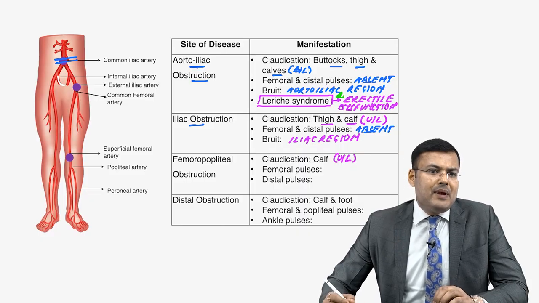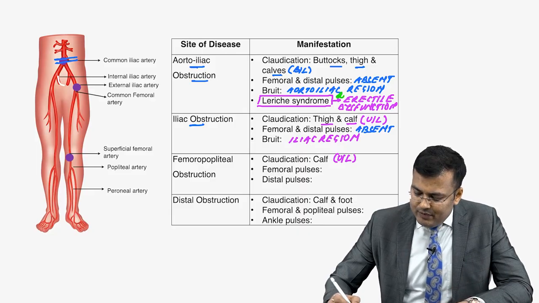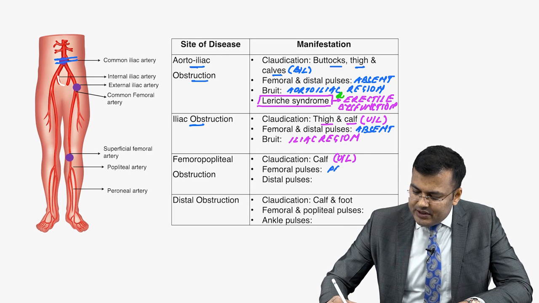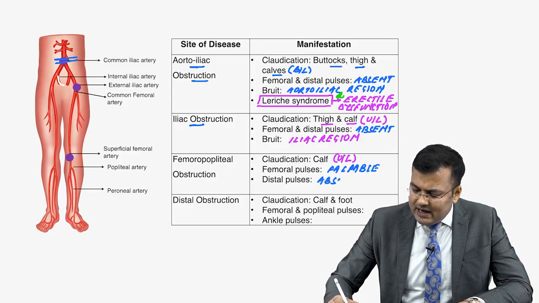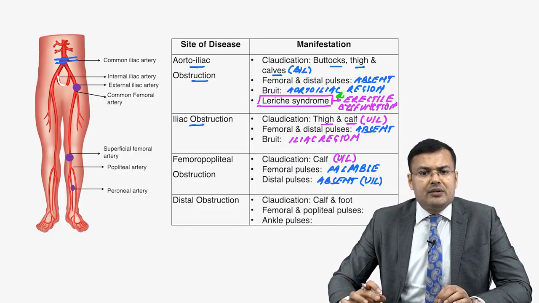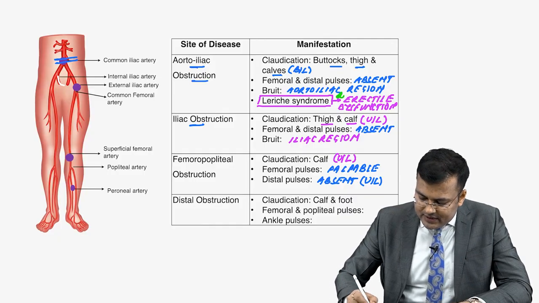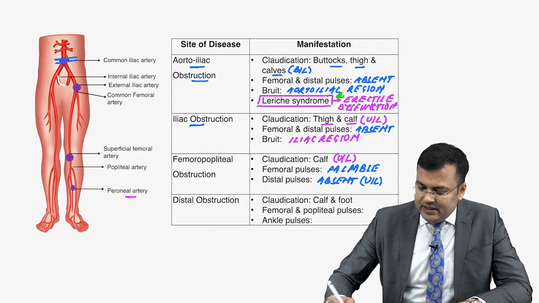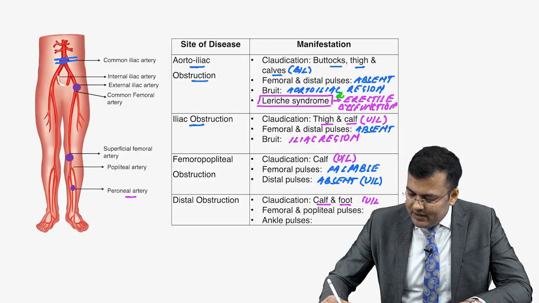Femoral pulses are palpable, but distal pulses are absent, and obviously unilaterally. Since the obstruction is distal, the femoral pulses are palpable, but the distal pulses are absent, and that unilaterally, right? If there is distal obstruction, meaning beyond the femoropopliteal segment, here you can notice that there is distal obstruction. In this case, there is claudication in the calf and foot, again unilaterally.